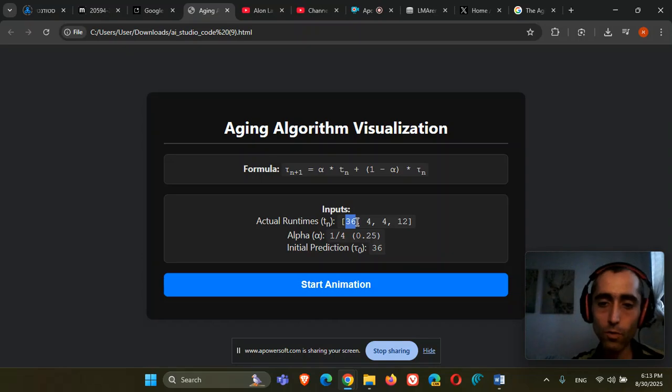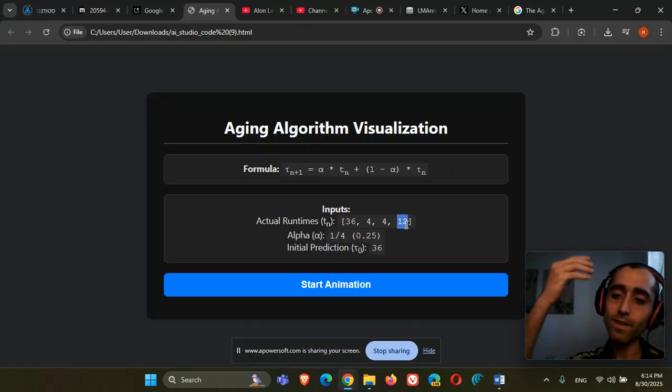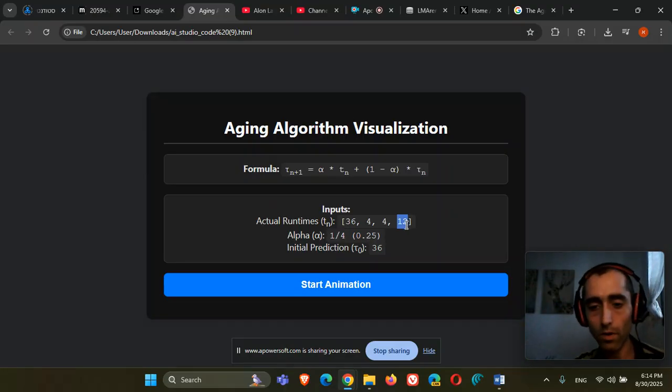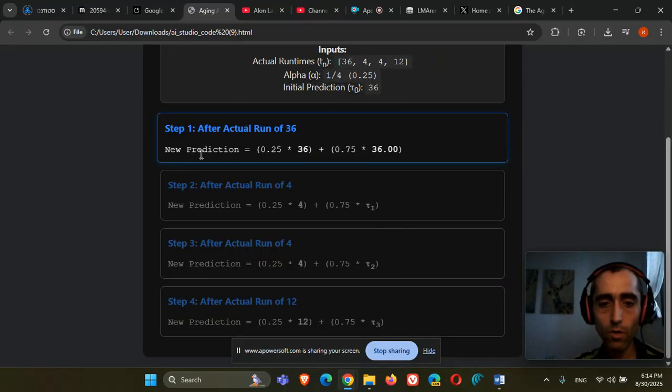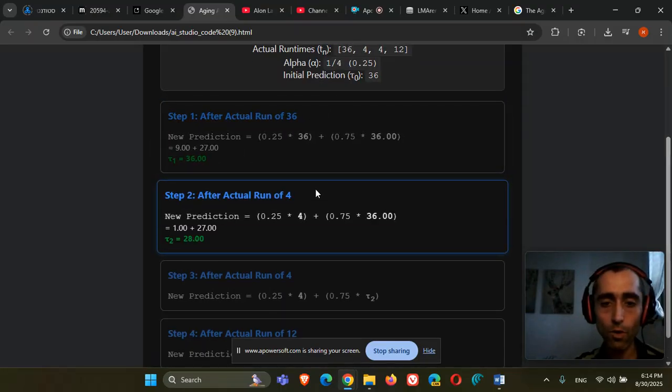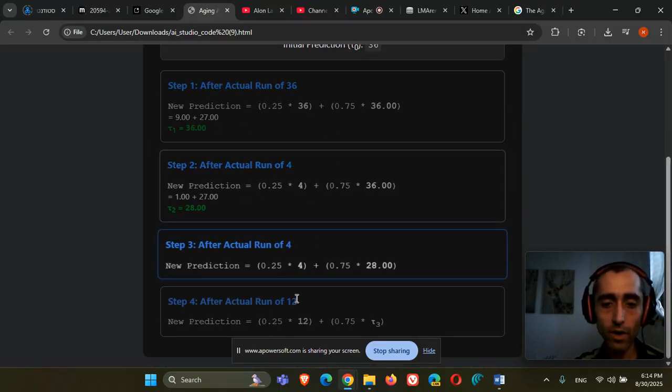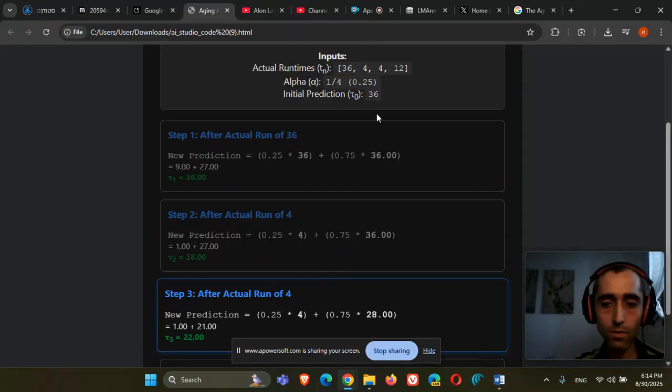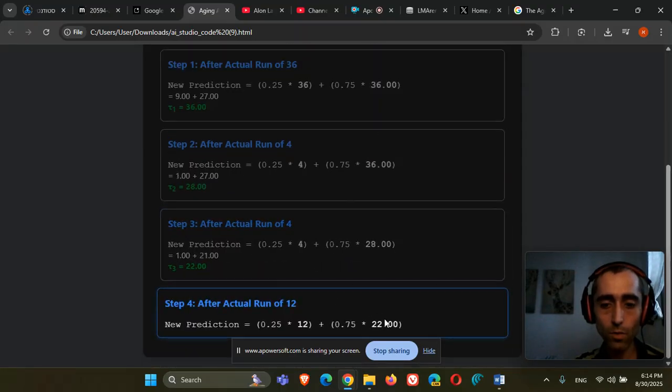The first one took a CPU burst of 36, the second one 4, then 4, then 12. And the question again is, what is the next prediction for the next burst time for the CPU? So let's start applying this formula one by one. We start with the new prediction for 36, for 4, for 4 again, and for 12 again, we are doing this.